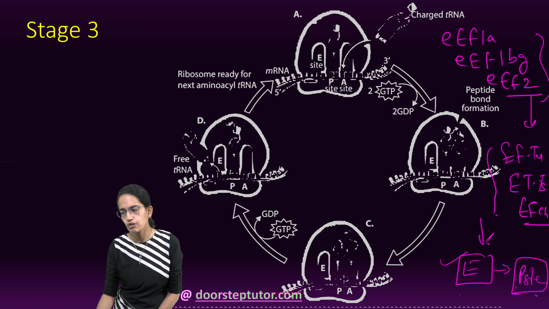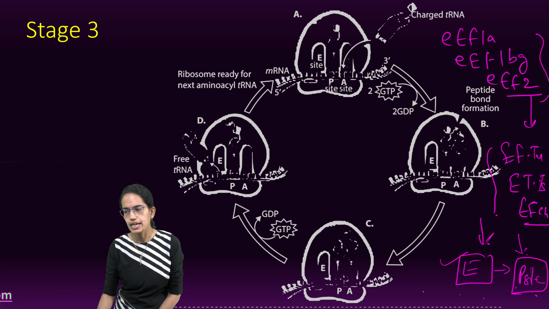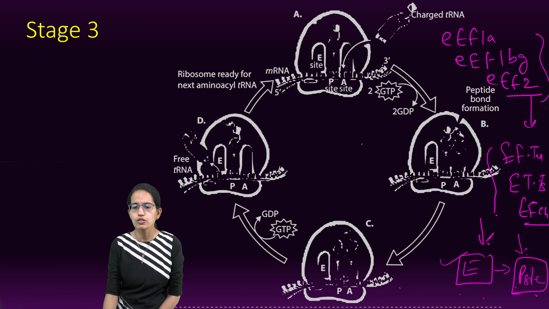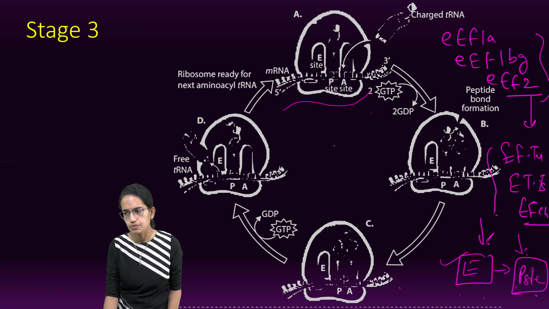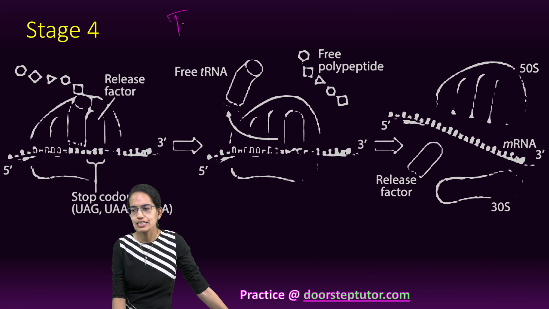So the uncharged tRNA are expelled from the P site, and the elongation of the peptide chain takes place. So here is how the elongation takes place, and the polypeptide lives in the grooves of the larger subunit. And finally is the stage of termination.